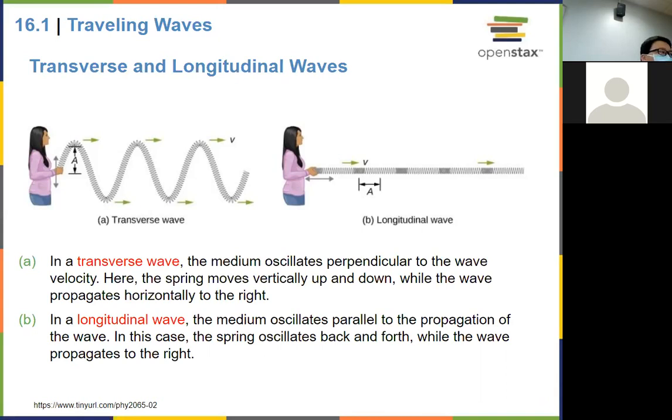So in a transverse wave, the medium moves in the direction that is perpendicular to where the wave is propagating. Okay. On the other hand, in a longitudinal wave, the medium oscillates back and forth in the direction along with the wave that propagates.